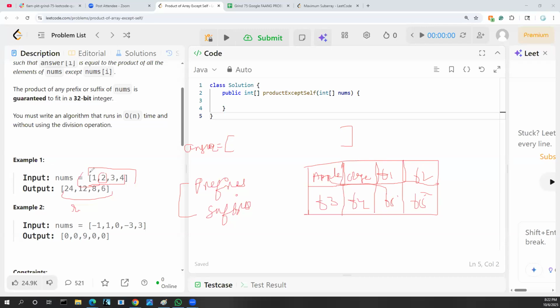Similarly, in an array, you can determine that your prefixes and suffixes can establish a relation where they, if multiplied, will give me the same answer as if I would have done it in the nested loop.